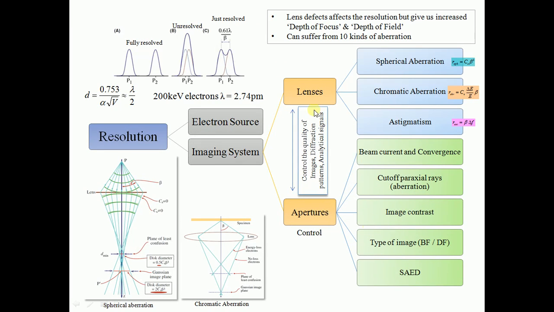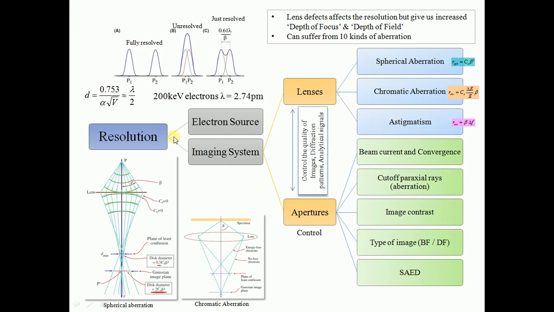You increase the resolution, as I told in this formula, d is equal to lambda by 2. If we increase the acceleration voltage, the resolution increases. So with the help of the electron source, resolution can be increased. This is the picture of fully resolved images, this is just resolved, and this is unresolved. We wish to go from the unresolved phase to fully resolved by choosing the electron source where the potential difference is chosen, or by the imaging system.